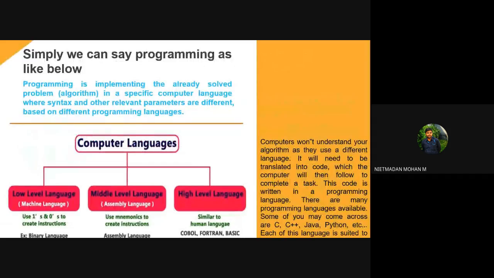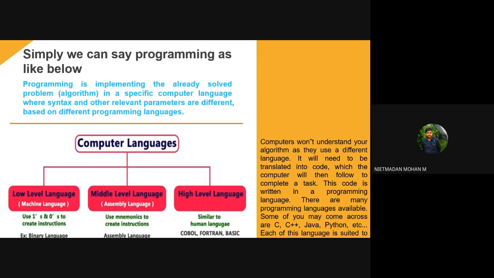For programming, the computer language has been categorized into 3 types: low level, middle level, and high level languages. Low level languages consist of machine language, which takes an input as zeros and ones, that is binary, and produces an output as zeros and ones. Then the converter will be there, so it will create an instruction by using ones and zeros. That is the binary language mentioned there.